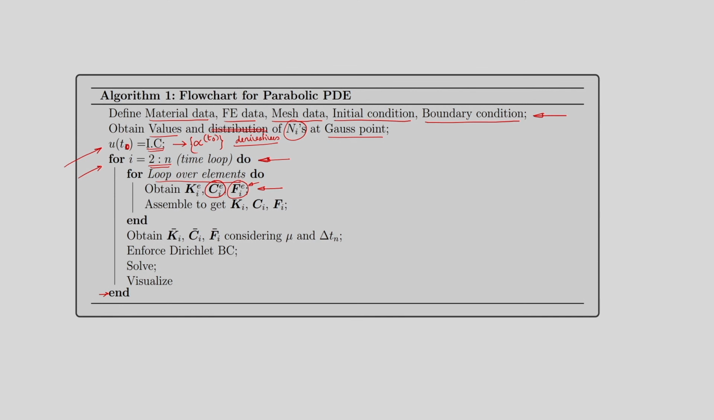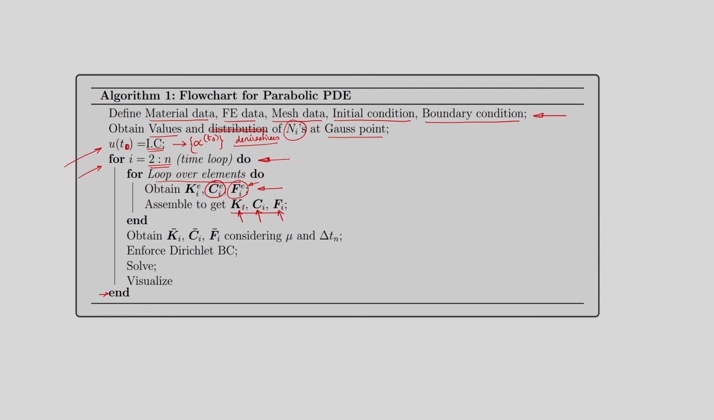Alright. Then once we calculate it for a given element E, we just have to add it or assemble it to the global stiffness matrix. So, this is the global stiffness matrix, you can say global K, this is global C and global F.